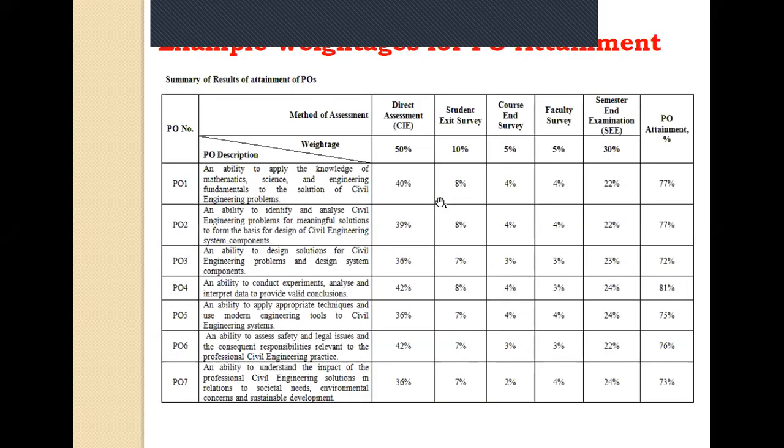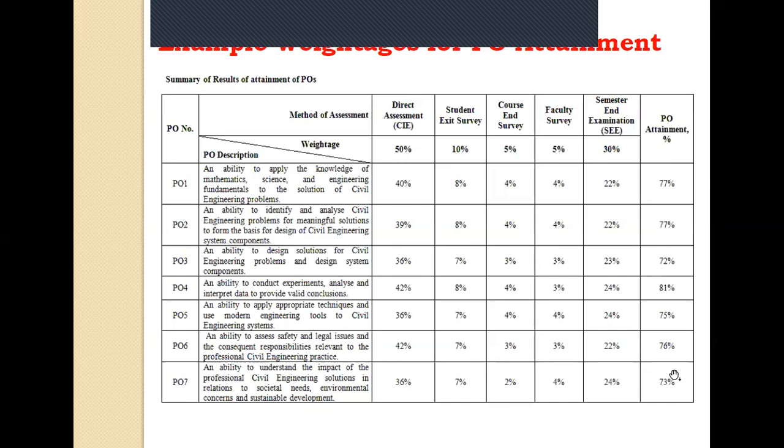Then next, this is the summary of the PO attainment results. They consider the direct assessment, and next the student exit survey, the course end survey. The course end survey averages are taken. The faculty survey is also included, and the semester end examination at 30%, all put together making 100%. The major percentage is given to the direct assessment. The second highest is given to the semester end examination, 50 and 30, and the remaining: exit survey 10, course end survey 5, and faculty survey 5. All are included very aptly in the PO attainment process.